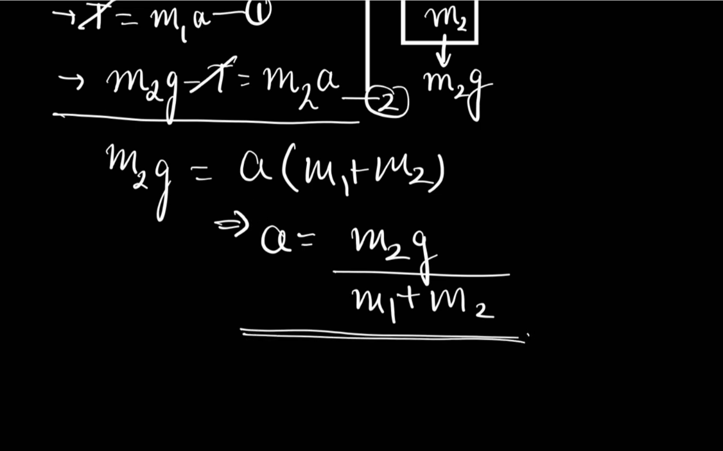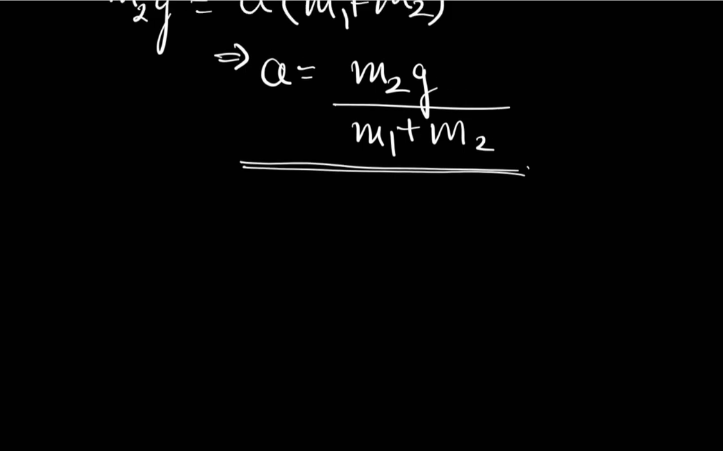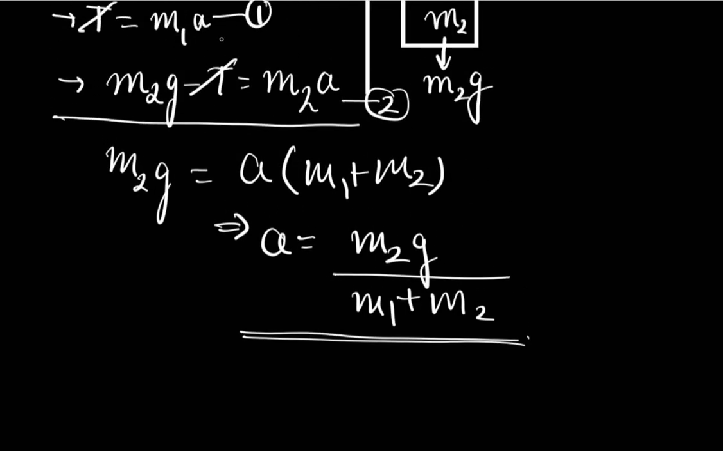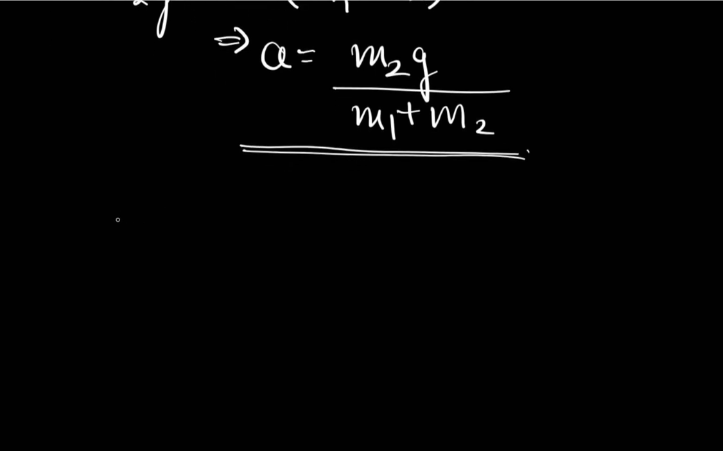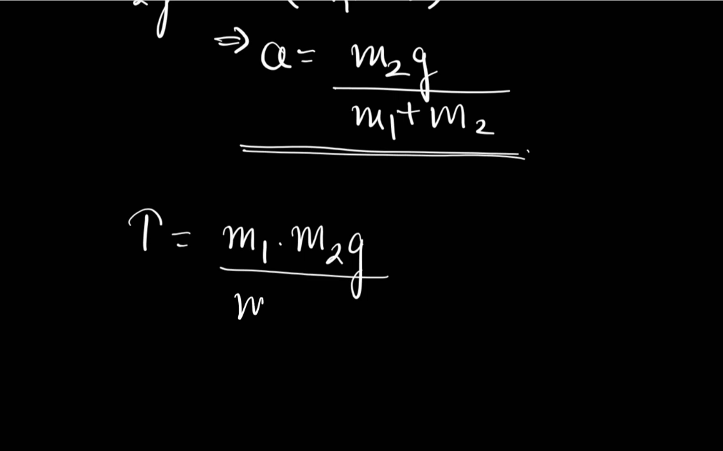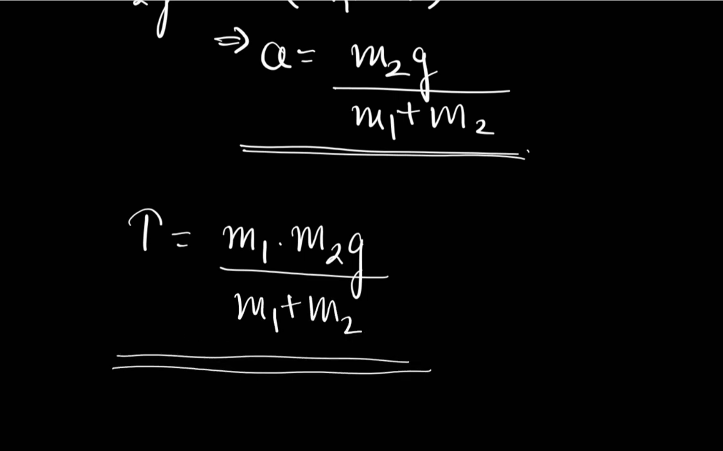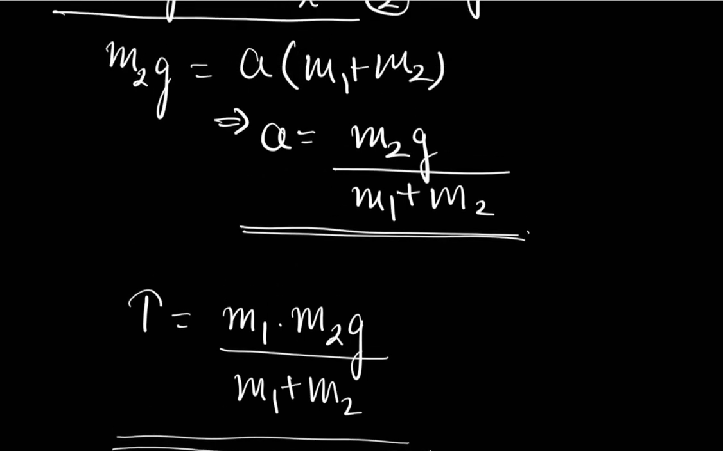We can find the tension as well. So tension is m1a, so T is equal to m1 into acceleration, which is m2g divided by (m1 plus m2). This is the tension. So this is for this video.